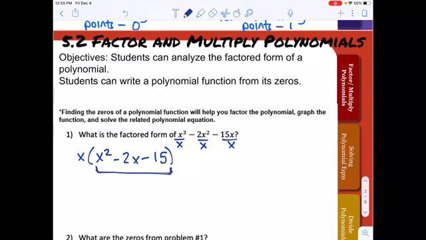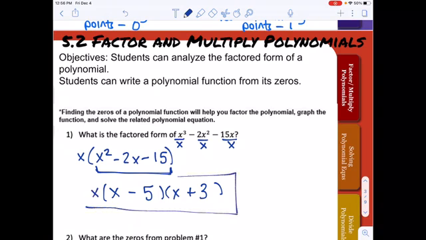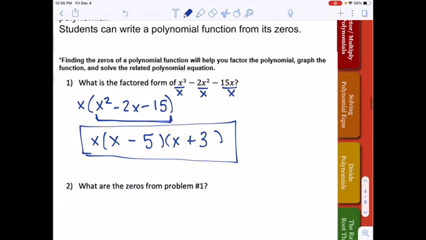squared quadratic part. This is back to what we did last chapter. You want to find factors of 15 that subtract to -2. So we have x minus 5 and x plus 3, because -5 times 3 is -15 and -5 plus 3 is -2. And bring down that x that we pulled out for the greatest common factor. And we have our factored form. We are good to go here.